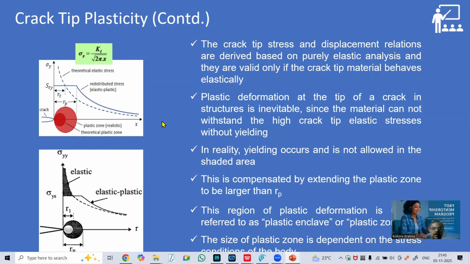So crack tip stress and displacement relations are derived based on purely elastic analysis, and they are valid only if the cracked material behaves elastically. Plastic deformation at the tip of the crack in a structure is inevitable, so the material cannot withstand the high crack tip elastic stresses without yielding. In reality, yielding occurs and is not allowed in the shaded area. This is compensated by extending the plastic zone to be larger than r_p. This region of plastic deformation is known as the plastic enclave, and the plastic zone size depends on the state of stress ahead of the crack tip.